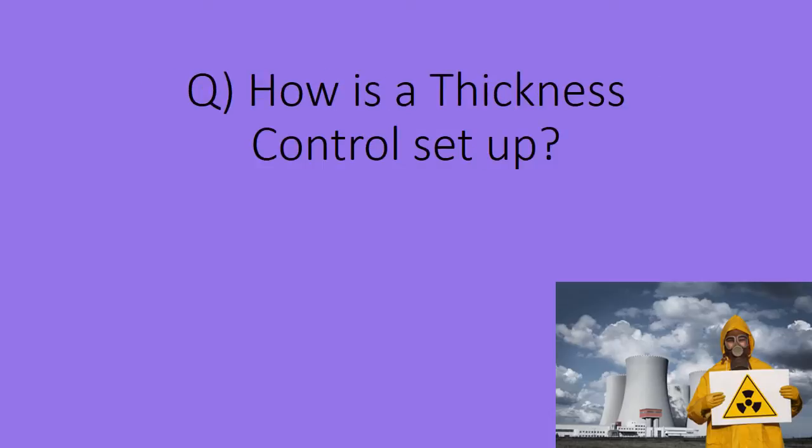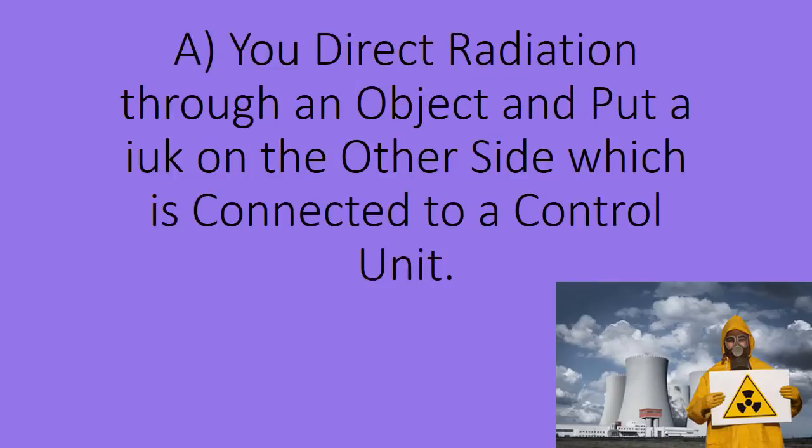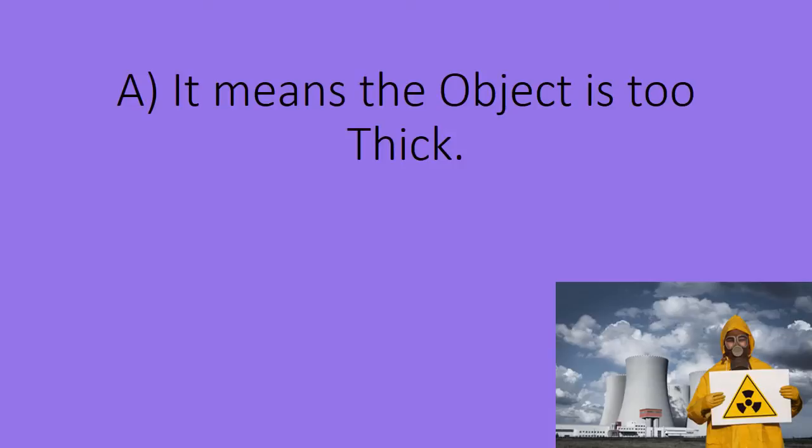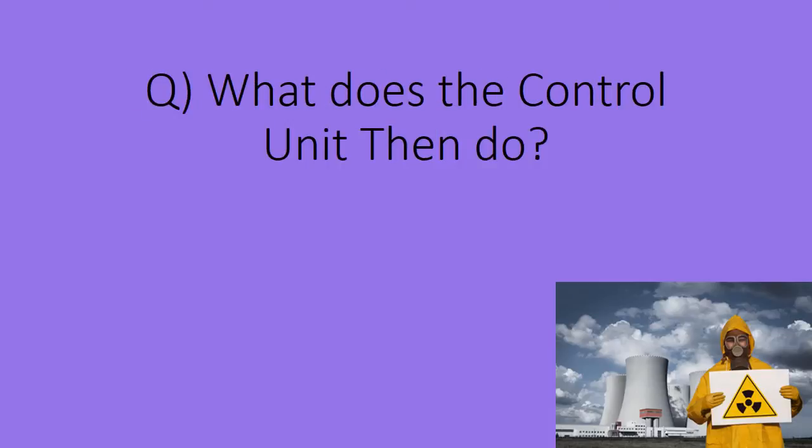How is thickness control set up? You direct radiation through an object and put a detector on the other side, which is connected to a control unit. What does it mean if the amount of detected radiation goes down? It means the object is too thick. What does the control unit then do?